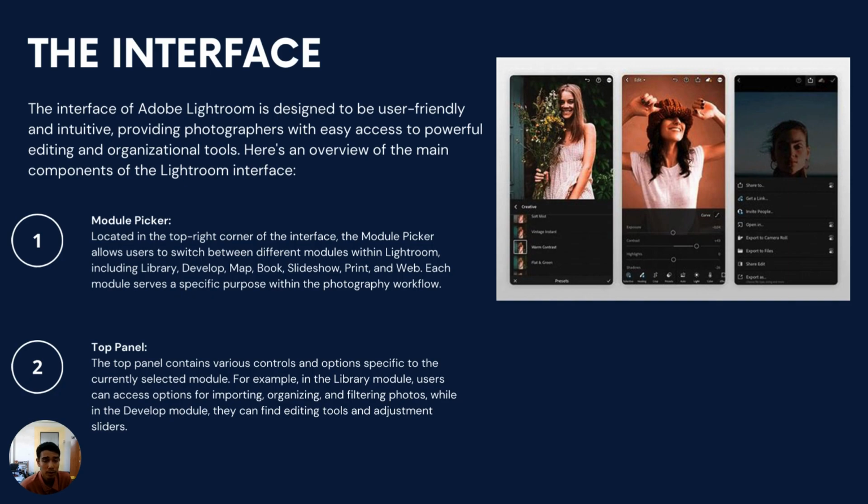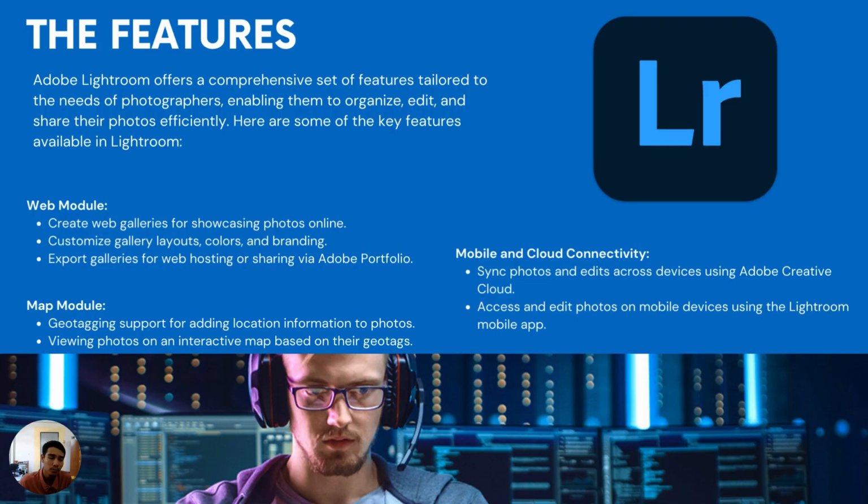And second, top panel. The top panel contains various controls and options specific to the currently selected module. For example, in the library module, users can access options for importing, organizing, and filtering photos, while in the develop module, they can find editing tools and adjustment sliders.